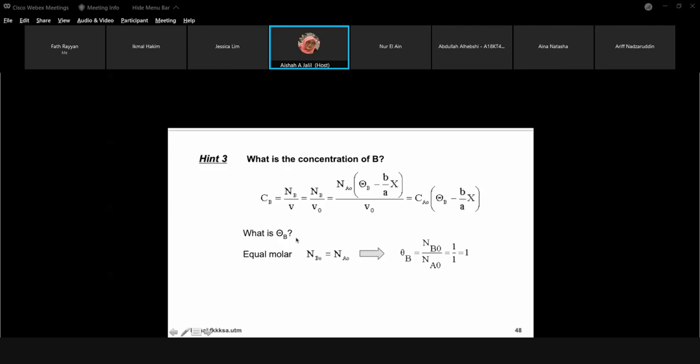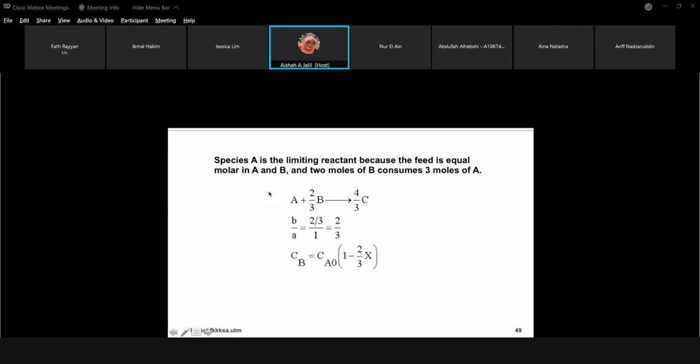But what is theta B? Theta B is equal molar, so it becomes 1. This is also from the sentence in the question: species A is the limiting reactant. Sorry, Pak Arif. Because the feed is equal molar in A and B, and 2 moles of B consume 3 moles of A, the limiting reactant is A.